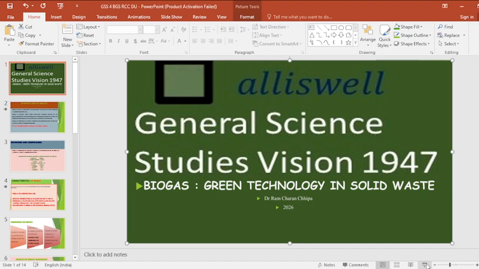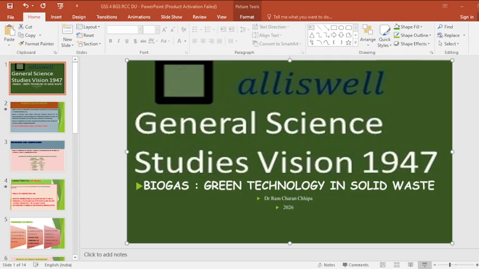For competitive examinations, the most important topic is biogas. Biogas means the gas generated by the decay of biomaterials. And what are those biomaterials? Those are the living organisms.